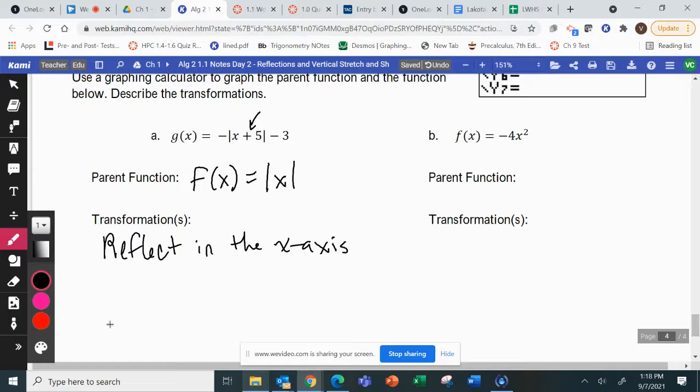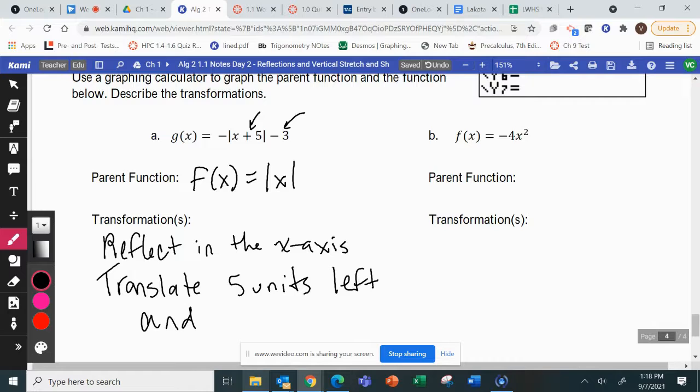What's that +5 going to do? Translate 5 units where? Left. And then the -3 is on the outside, so that's vertical, which is common sense. So we'll go down 3 units.